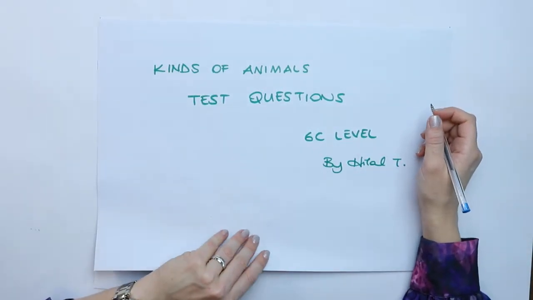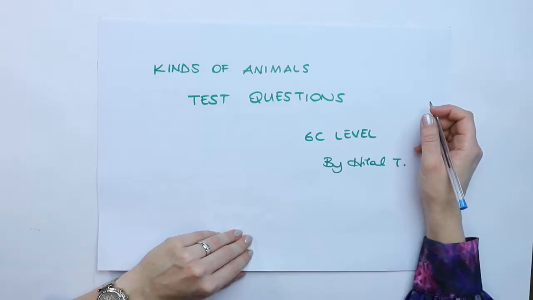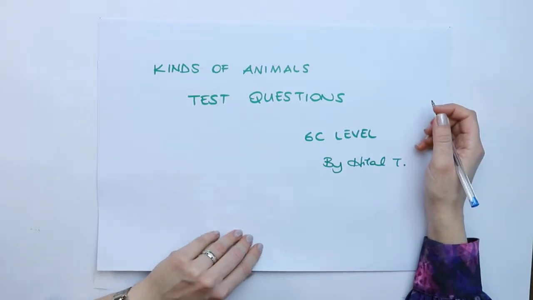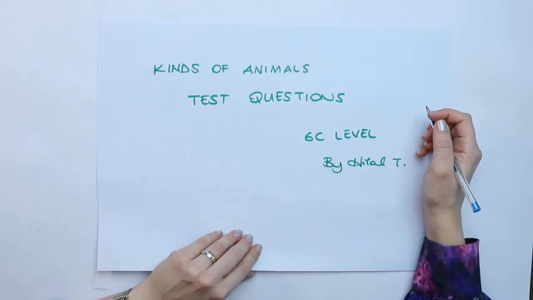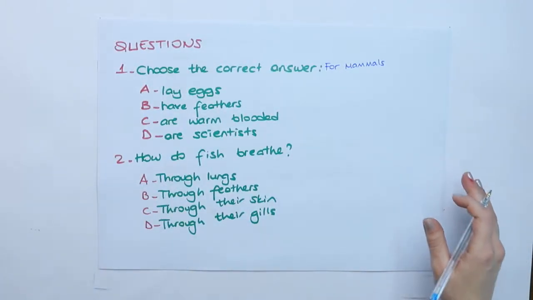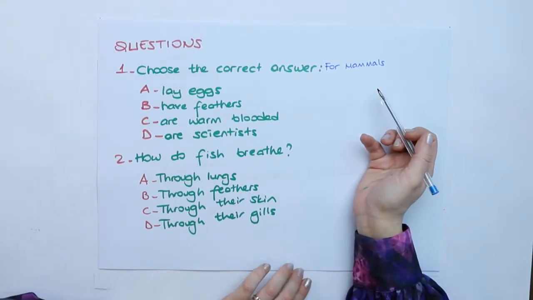Hello everyone. Since we have already studied the topic kinds of animals, now we're going to go on with our test questions. This is an activity for 6th grade C level. Now the first question. Choose the correct answer for mammals.